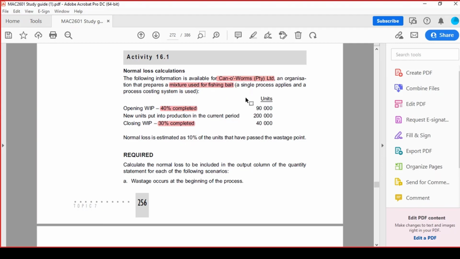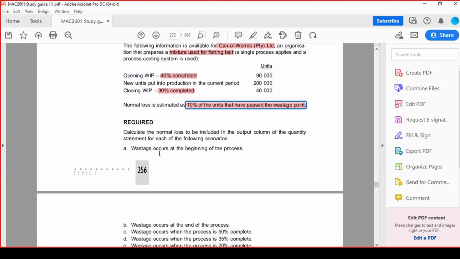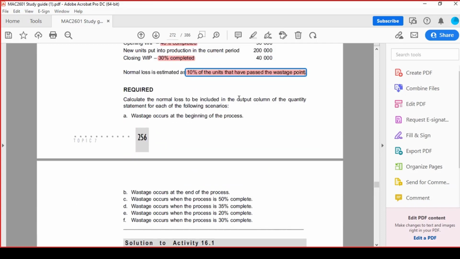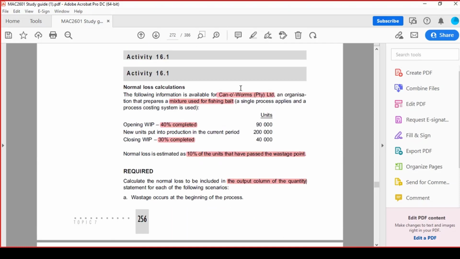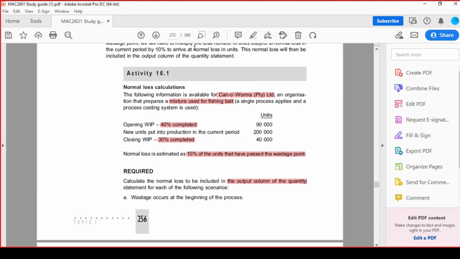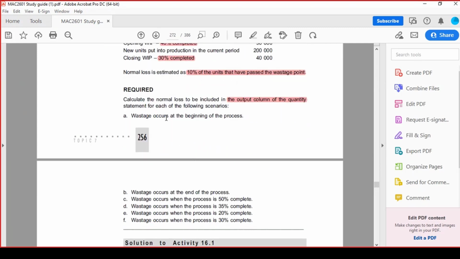So our loss is estimated at 10% of the units that have passed the wastage point. The 10% is the estimation of the size of the units that you will lose. Then you are asked to calculate normal loss in the output column following this scenario. From what we read, they didn't tell us where the wastage point is, but the wastage occurs at the beginning of the process.